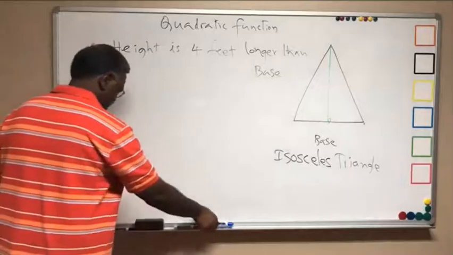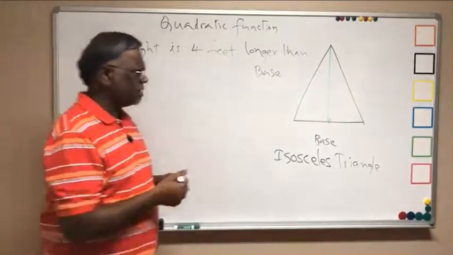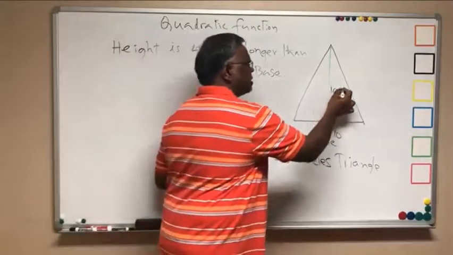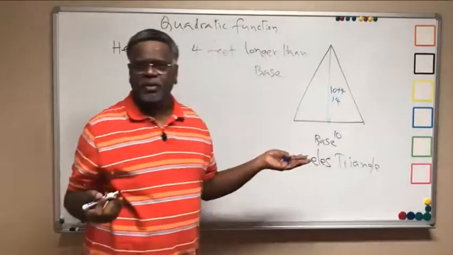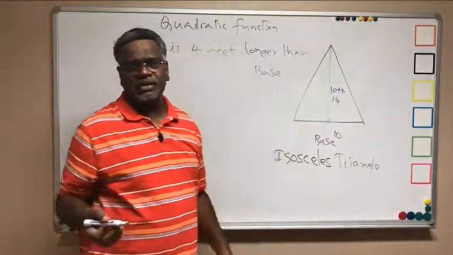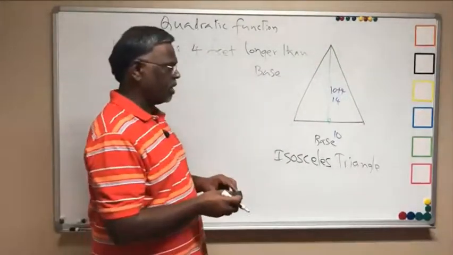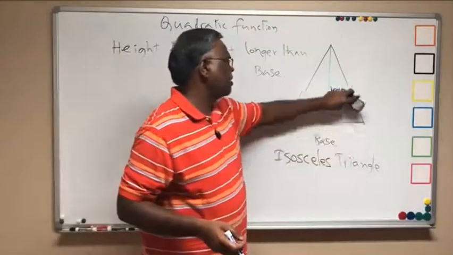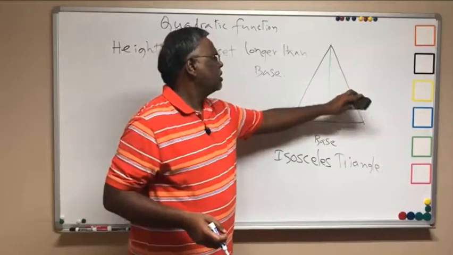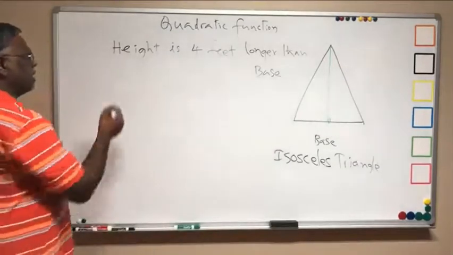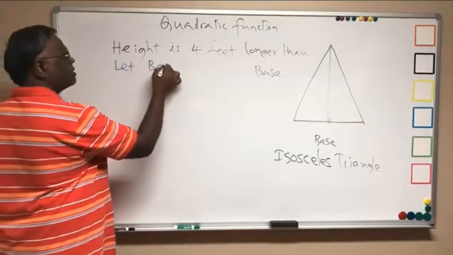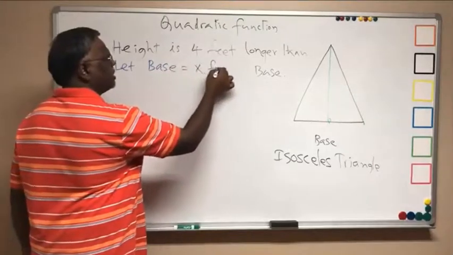In other words, suppose the base is 10, the height is going to be 10 plus 4, that is 14. If the base is 15, the height will be 15 plus 4, that is 19. But we do not know what the base and the height are. The numbers are not given. So whenever you don't have numbers, take x. Let us assume that the base is x feet.